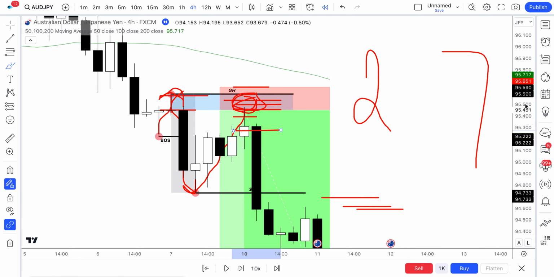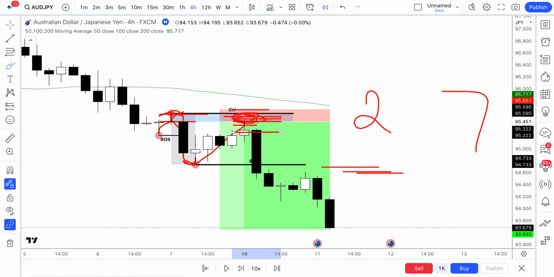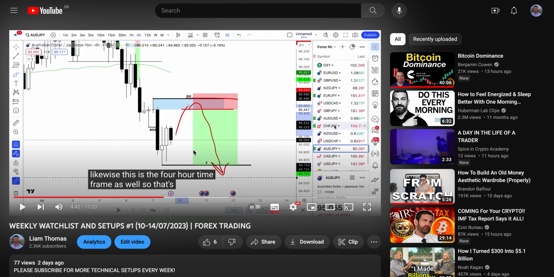Okay, so that's a trade recap on AUD JPY. And yeah, this was called on the weekly watch list and setups video, and I can see a few of you guys actually capitalized on this, which is absolutely great to see there.